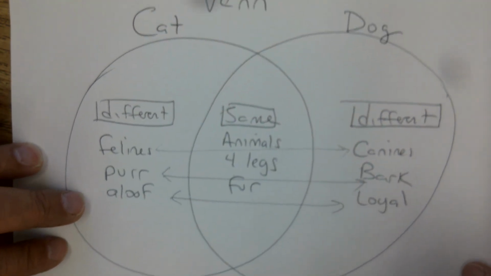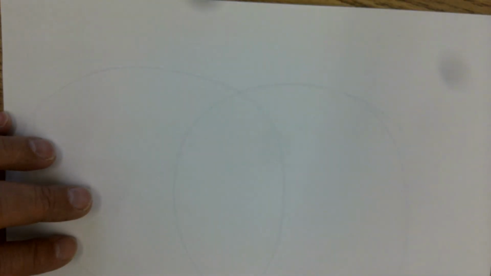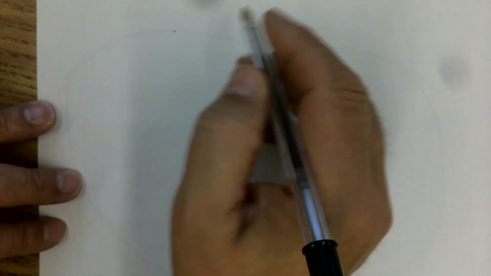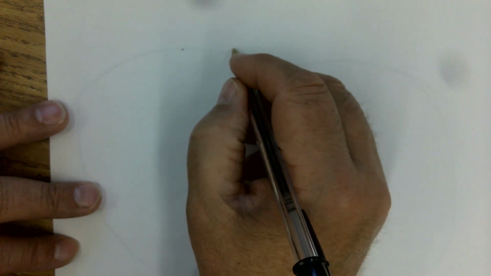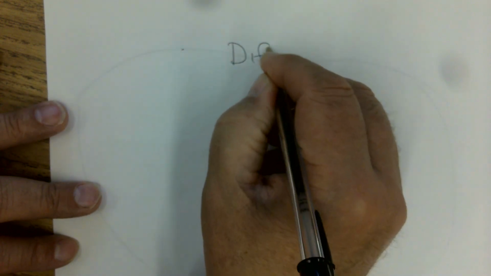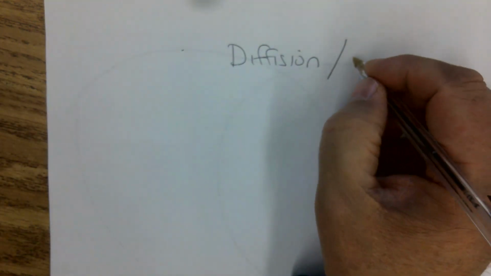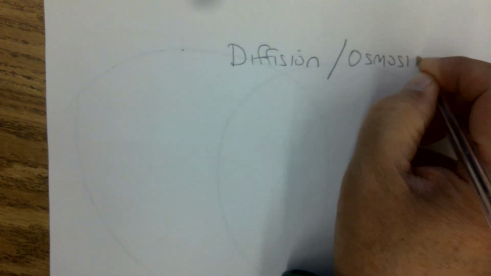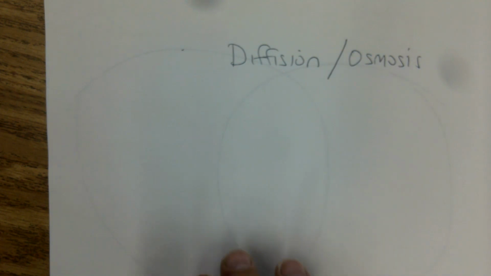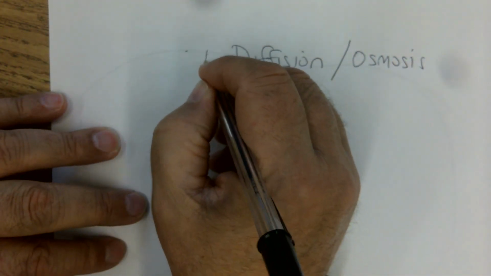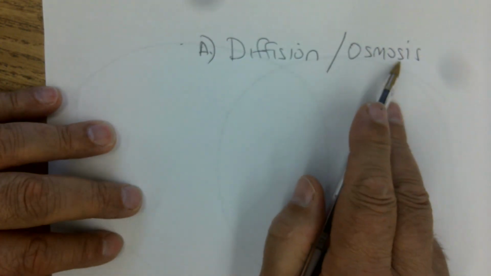What I want you to do is make a Venn diagram, and I want you to compare a couple things. So I want you to compare, ignore the announcement here, diffusion versus osmosis. You can do that one. Okay, that's one you could choose. Maybe you want to do A, diffusion versus osmosis.